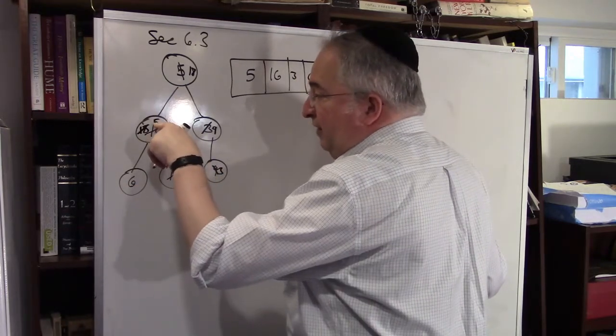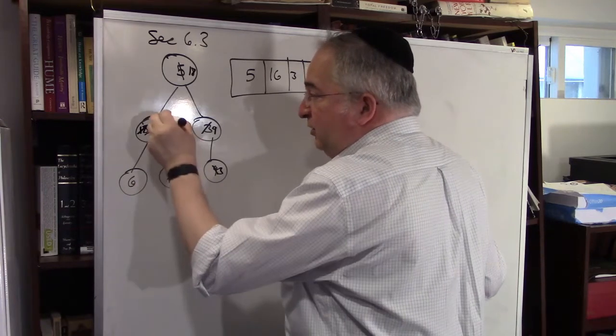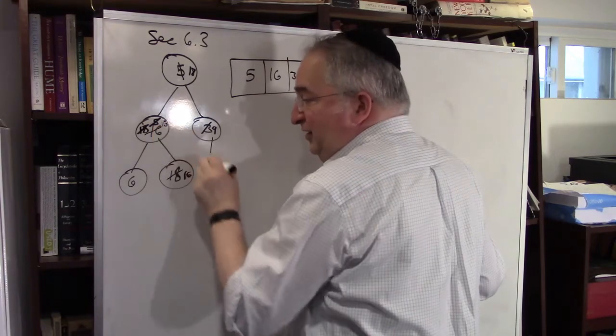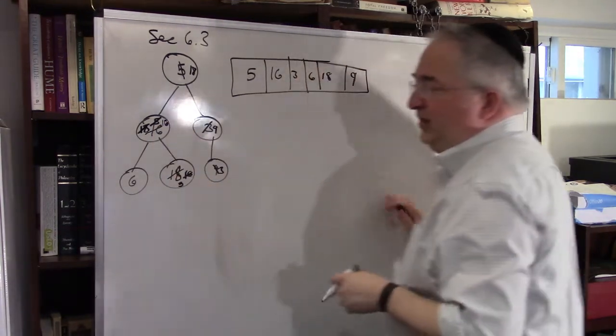So we're going to do this again. 5 and 6, what's larger? 6. 6 and 16, what's larger? 16. So we swap this. This becomes 16 again. Isn't that interesting? And 5. This goes there. Now that whole thing is a heap.